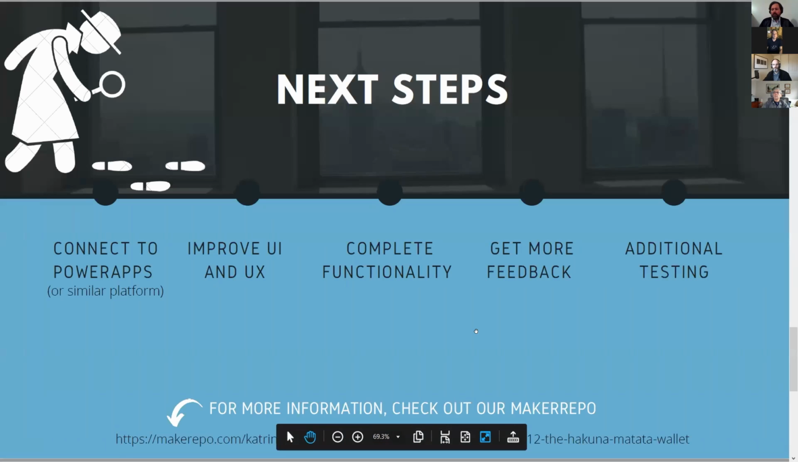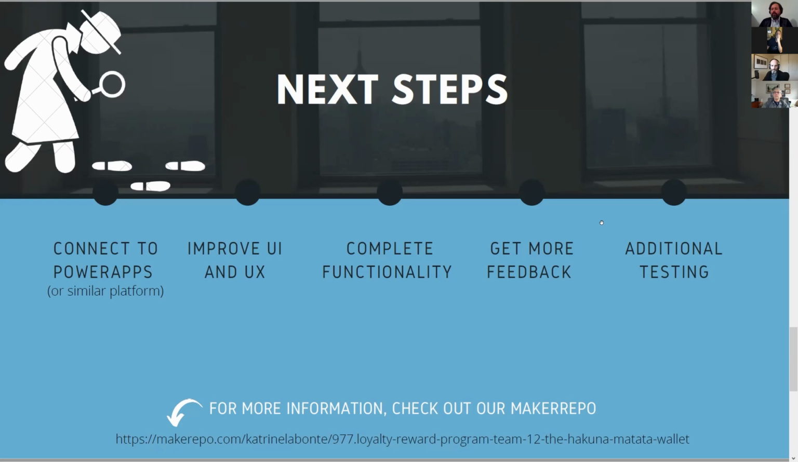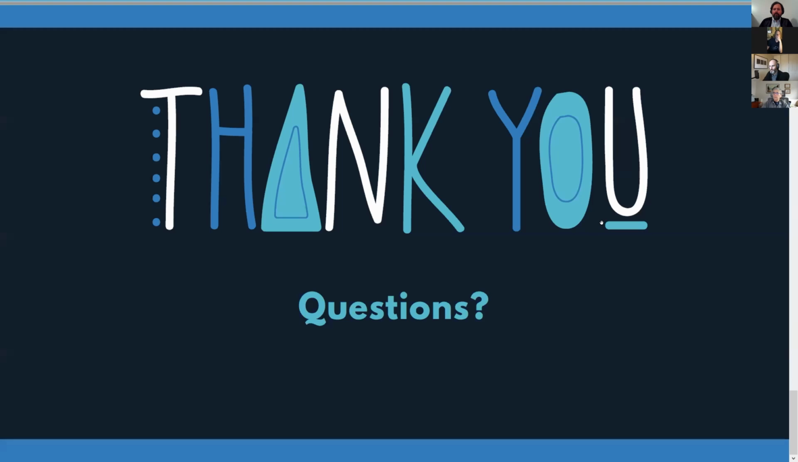Moving forward, we would try to make our UI and UX a little bit more enjoyable. We would connect something like Power Apps or Wix or something like that just to make it a little bit better. We would complete the functionality from our previous prototypes, which you can see in our Maker repo. Unfortunately, we don't have much time in this presentation, but things like adding more functionality would be something that we would strive for. We'd also strive to get more feedback and do additional testing in order to increase the quality of the final product. We will now be taking any questions that you may have.